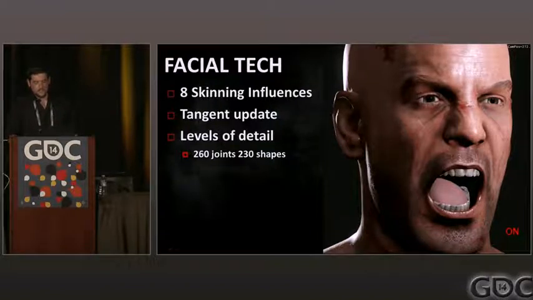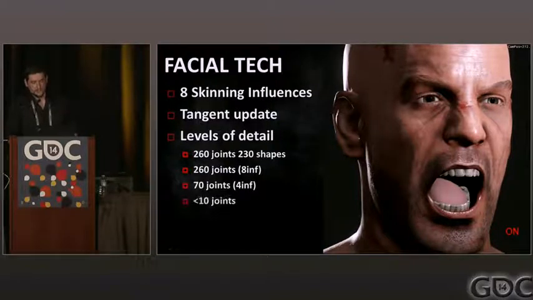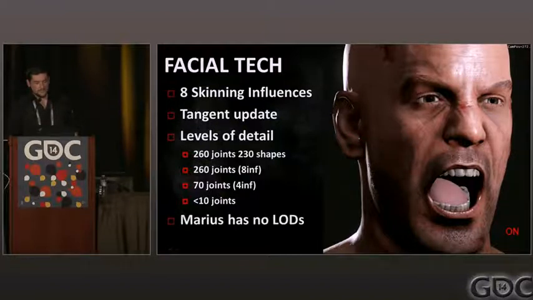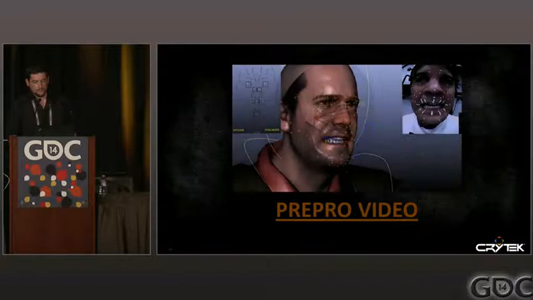So we would have 260 joints with 230 shapes as correctives, and then after about 1 to 2 meters, we would blend off all of the blend shape correctives based on importance, on how much they were adding to every facial pose. Then you have 260 joints, 8 influences, then 70 joints, 4 influences, then 10 or fewer joints. And this is what allows, when you come up to a barbarian and you kill him and you have that Saving Private Ryan moment, his face to look like a super high-res face. So Marius has no LODs because you're playing him most of the time. There was no need to have different parts of him blending in and out.